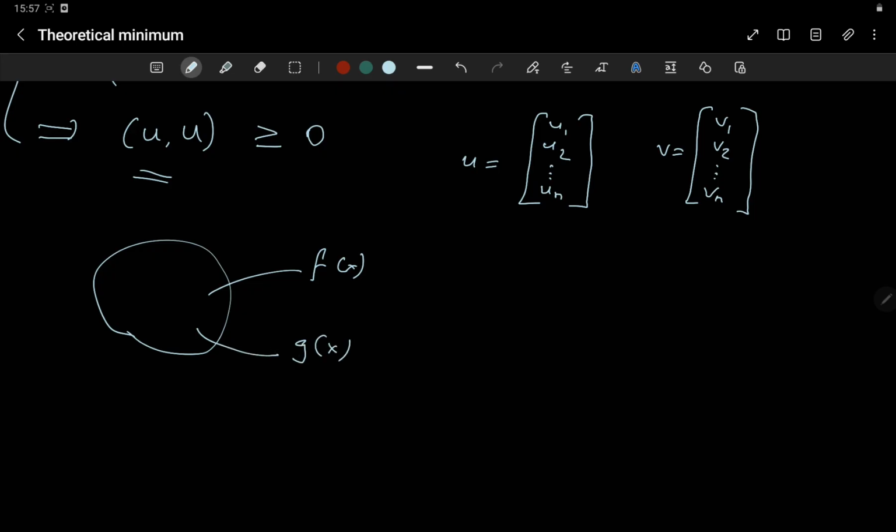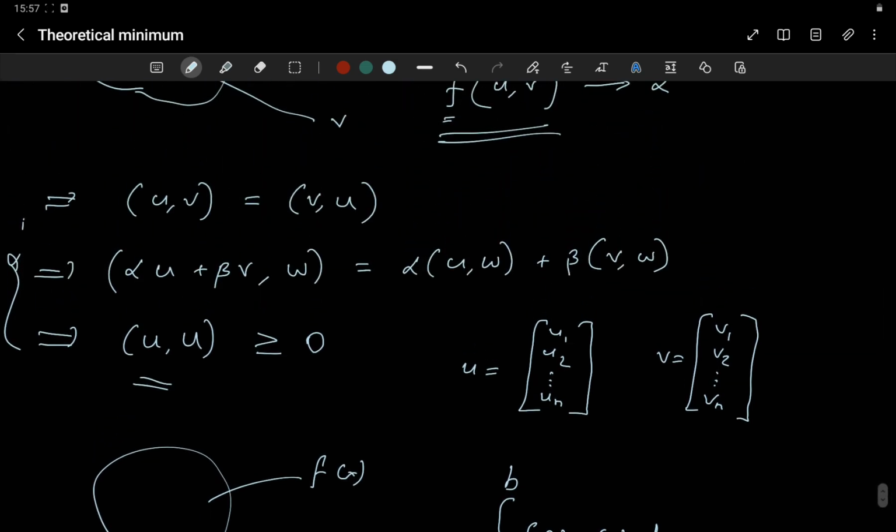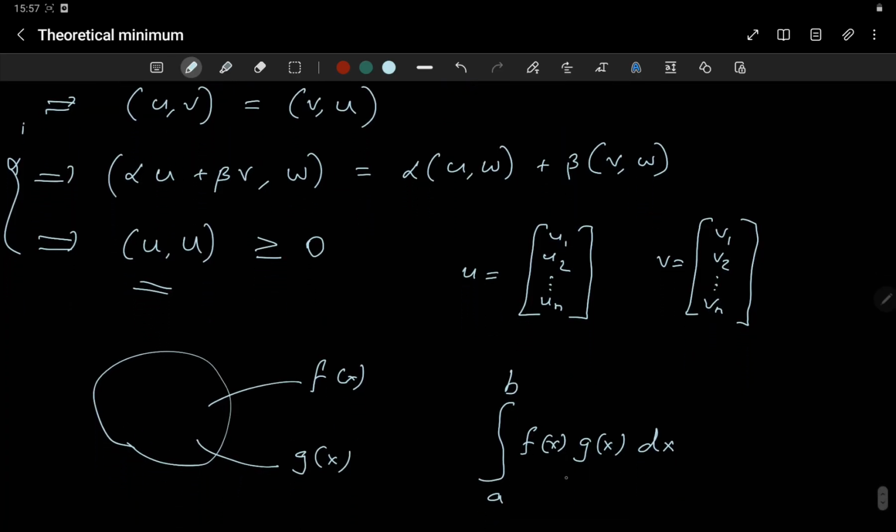Now, the inner product is going to be defined in the following manner: integral, let's say between some interval a to b, f of x into g of x dx. I'm just going to define it like this. Now, just tell me whether these properties are being satisfied for this case.